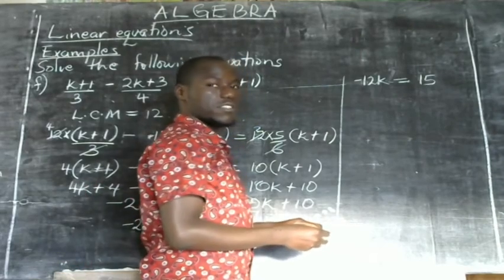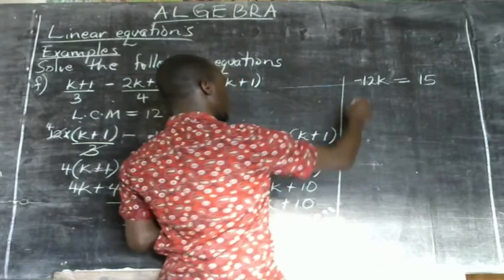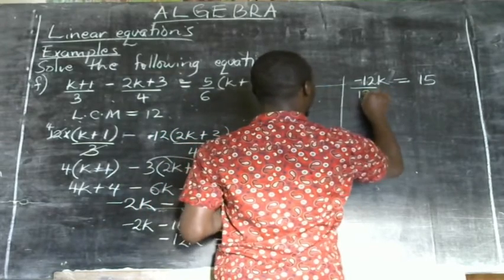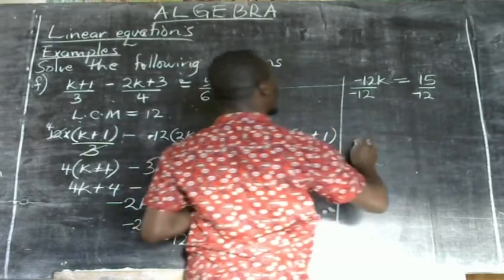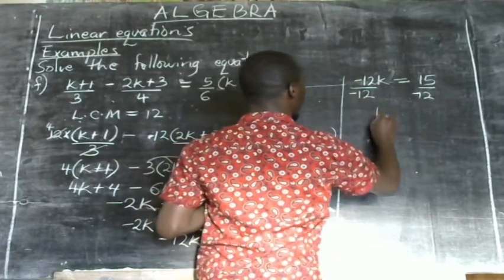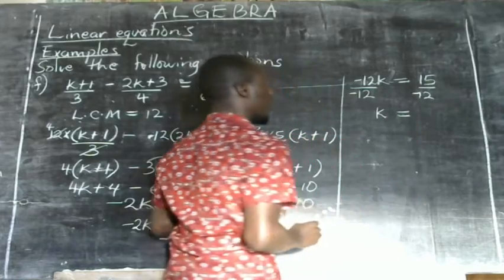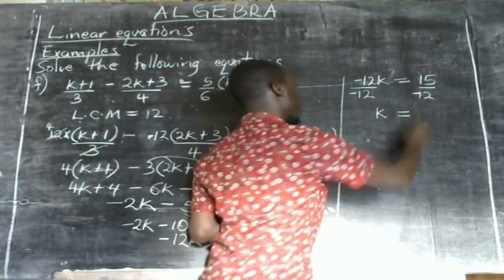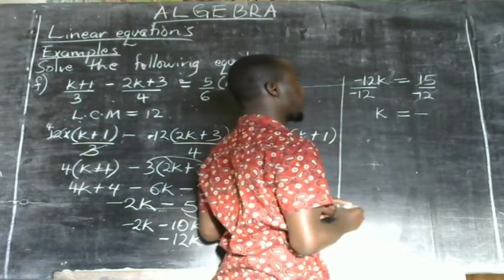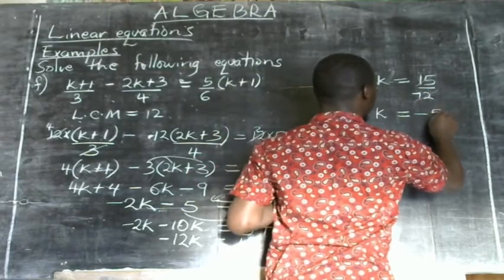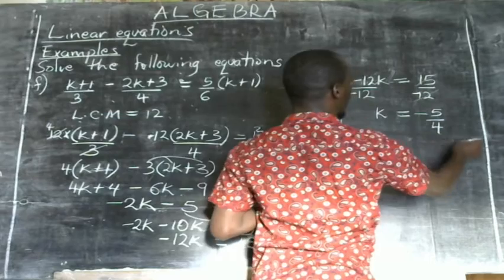I'm going to divide both sides by negative 12. So divide this way by negative 12 and that way by negative 12. This side I'll be left with a positive k, and it will be equal to a negative. When you reduce that fraction there by 3, you will be having 5 all over 4.